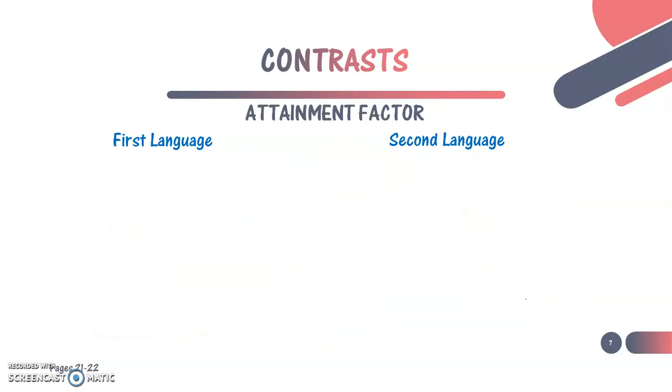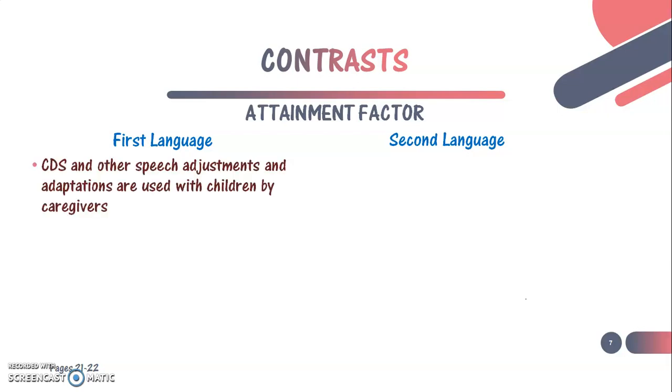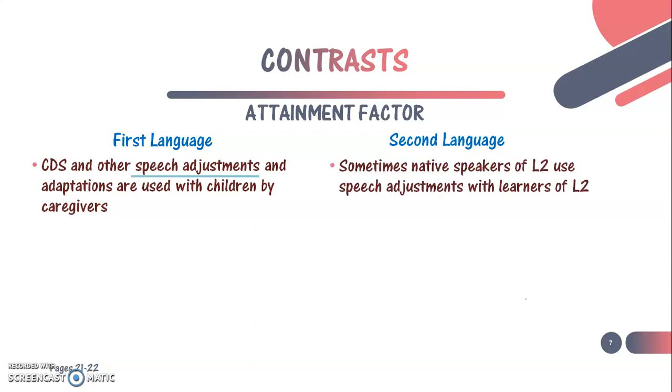Now let's move to the attainment factor. By the word attainment, we mean receiving the language and acquiring the language. That is, when it comes to first language, remember Siri asked from the part before, child-directed speech and other speech adjustments actually help the children and are used by caregivers. This might happen in certain cases with adult learners where native speakers actually do these speech adjustments. However, it doesn't usually happen.